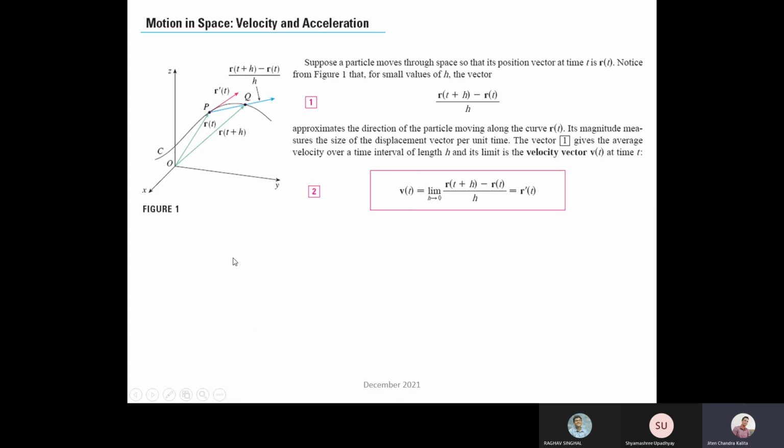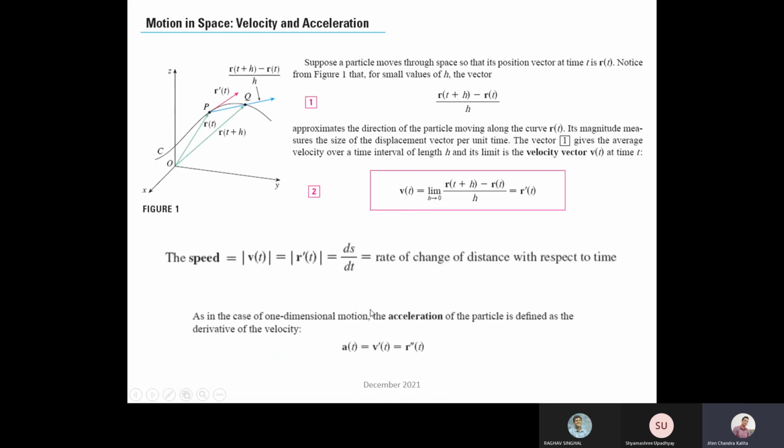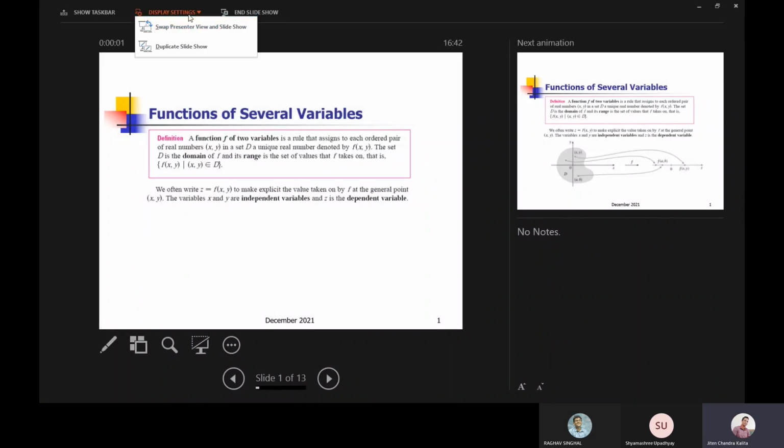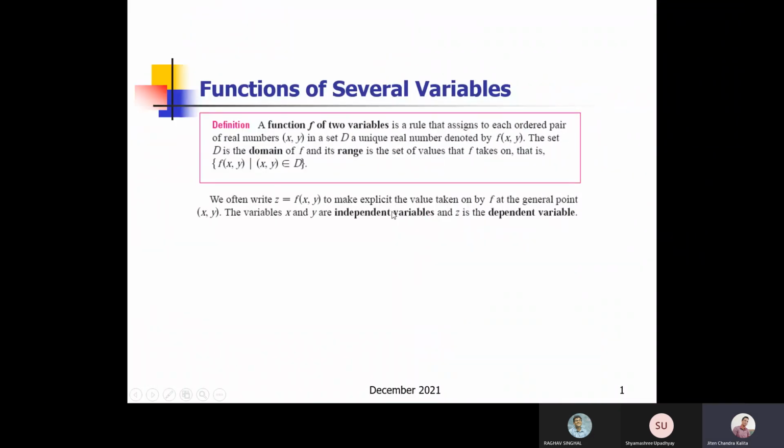And this is the motion in space, velocity, and acceleration. Okay, fine. So now what we are going to do, I am simply going to move to functions of several variables. Okay, fine. So this I have already shown to you.